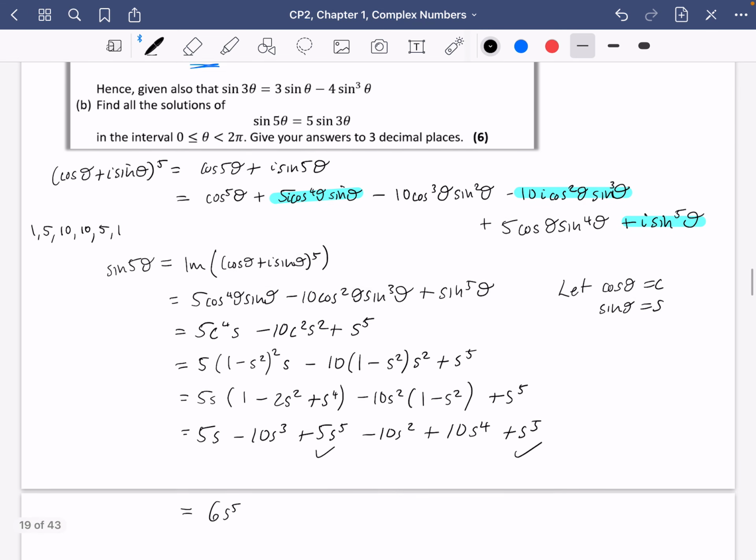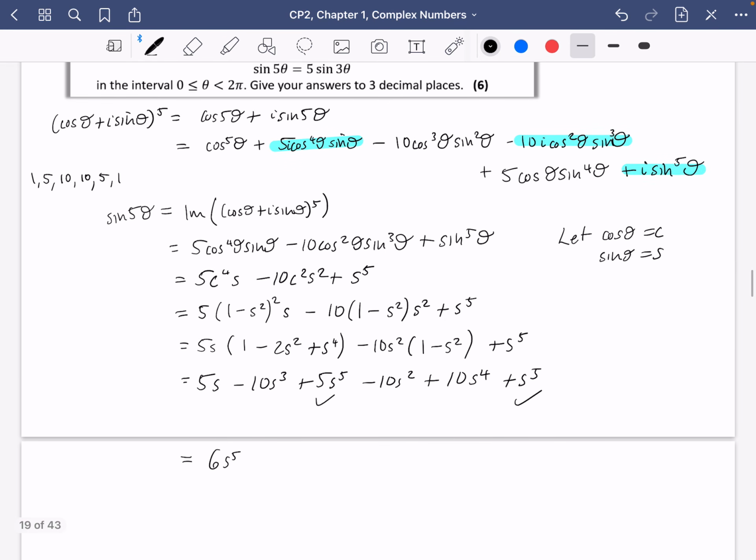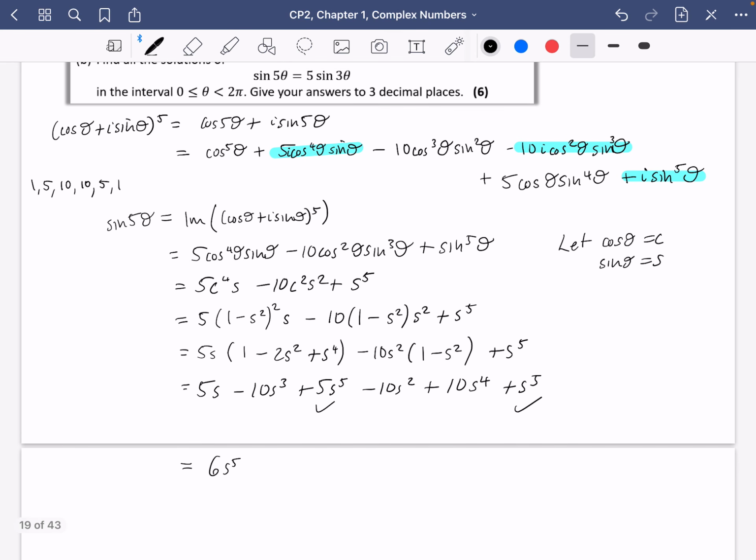Is this good? I feel like I should have some cancelling. Let's see if we do. Cos squared sine cubed. Oh, I've seen the mistake I've made. This should be sine cubed here, and I did sine squared. So let's erase some of this. That should have been sine cubed. Very easy to make these mistakes. So we should have minus 10s cubed plus 10s to the power of 5.